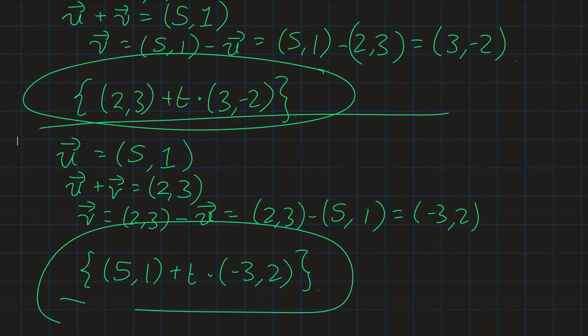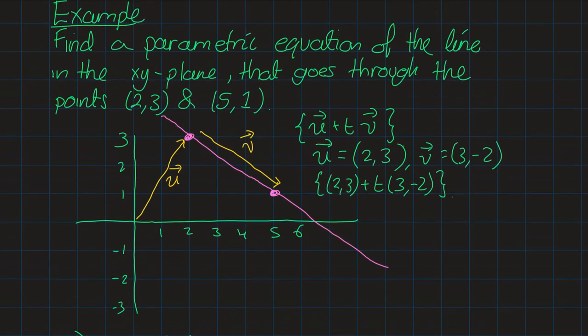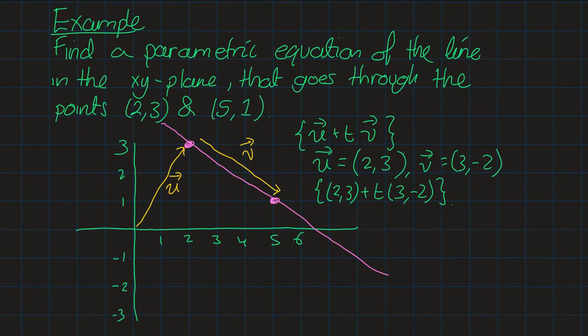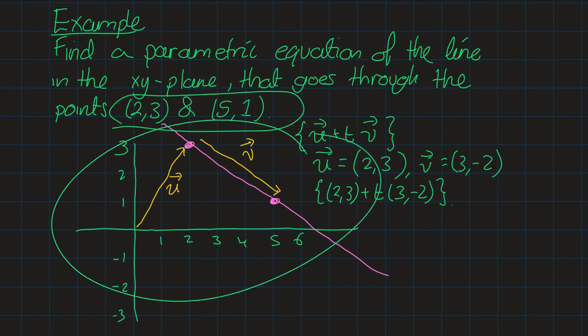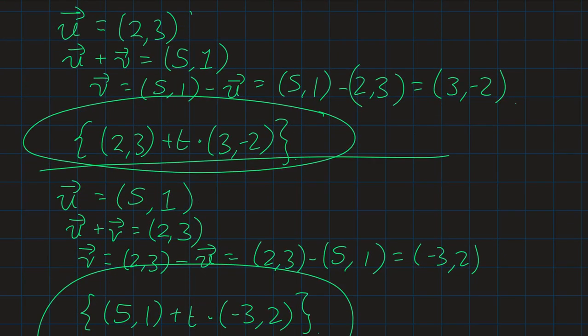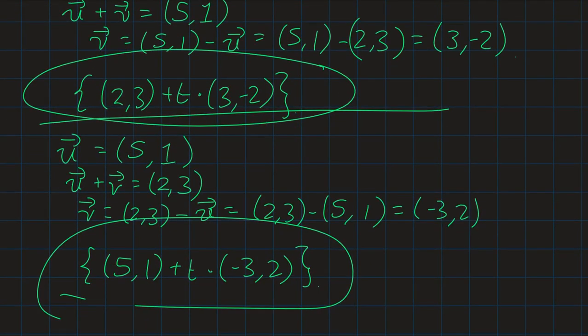Okay, so this is how you find the parametric equation of a line if you have 2 points. This is the geometric interpretation, which I think is useful for you to know, but you can do it purely algebraically as well. That's the end of this example, and that's the end of this video.